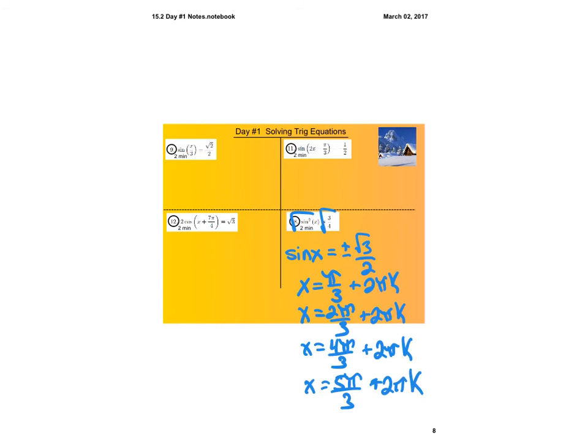So if I add pi over 3 plus pi, I get 4 pi over 3. And if I add 2 pi over 3 plus pi, I get 5 pi over 3. So I can eliminate those 2 bottom answers if I just added pi k, but this works too. They're both acceptable ways to answer the question.